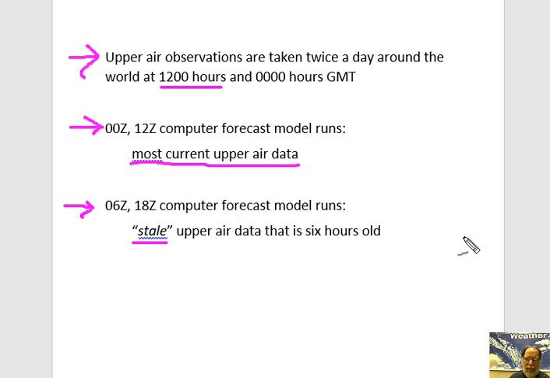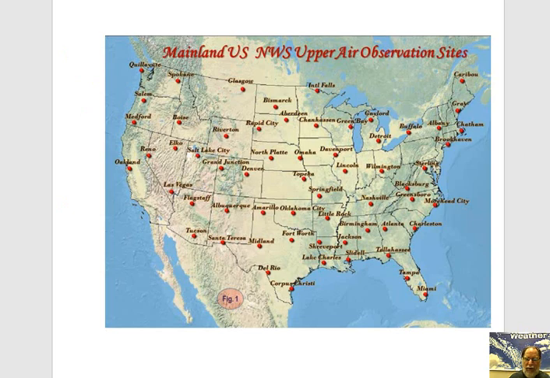The way I deal with it as a forecaster, if I see a big change in snowfall amounts for, let's say, 10 days out with a 6Z model run, I'll wait till the 12Z model run to see if there's confirmation of that signal. Now let's take a look at a map of the U.S. upper air observation sites. These are where radiosonde balloons are launched. The radiosonde balloons are launched at these particular sites.